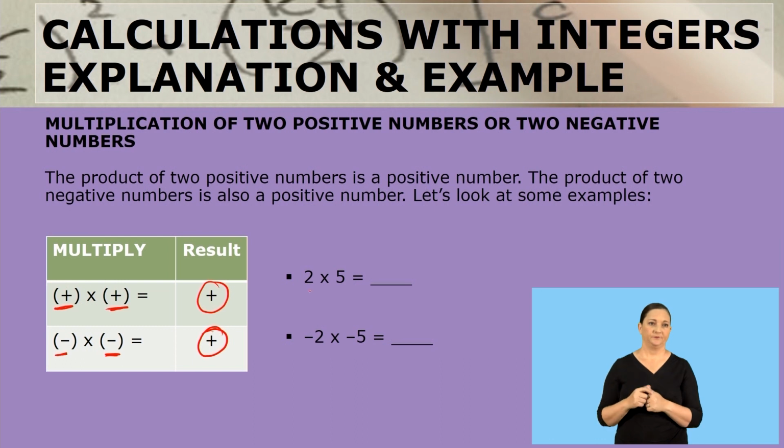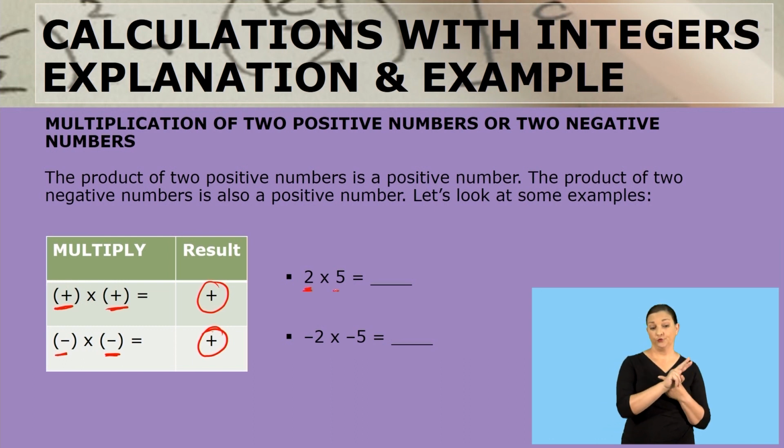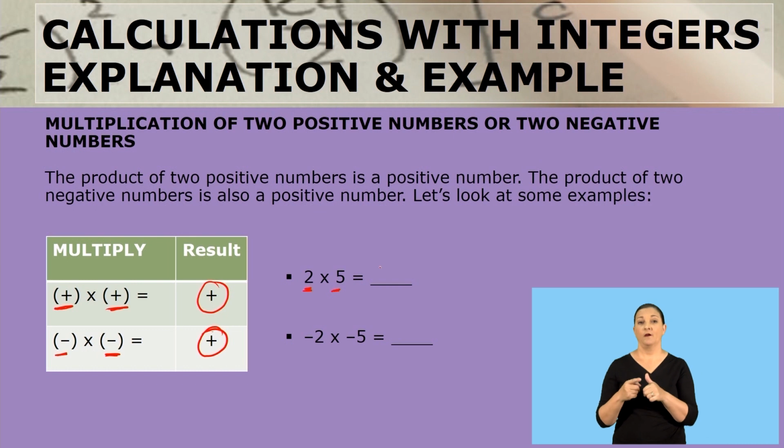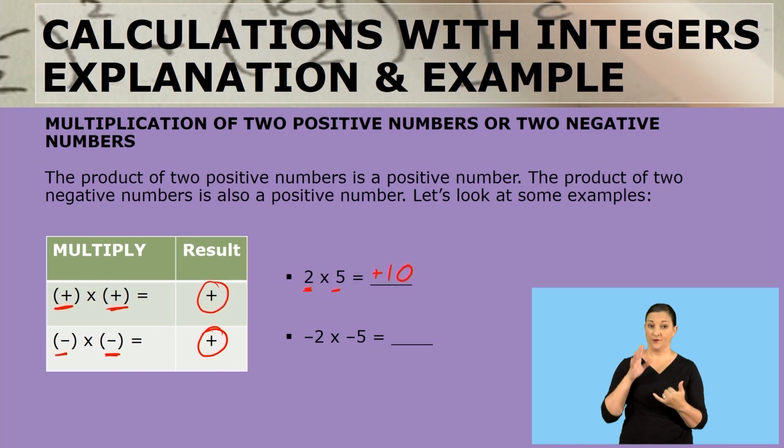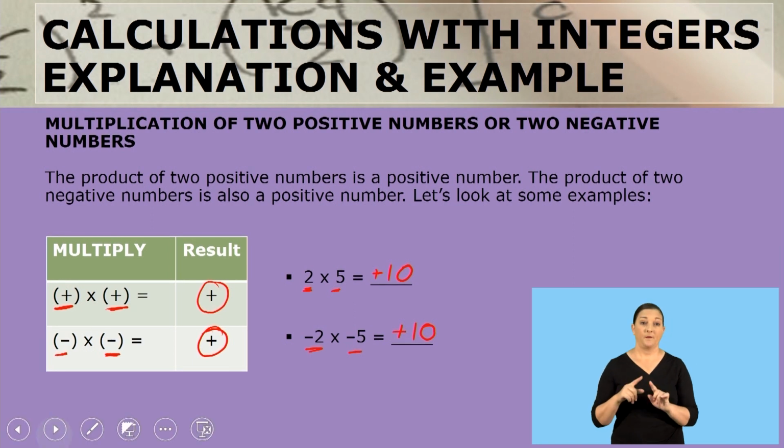If I have a positive 2 multiplied by a positive 5, the answer is going to be a positive 10. Again, if I have a negative 2 multiplied by a negative 5, because both of them are negative, then my answer is going to be still a positive 10. And two negative numbers, the answer is still positive.